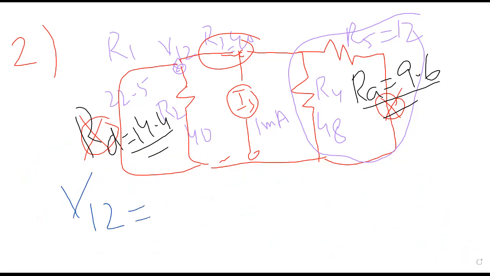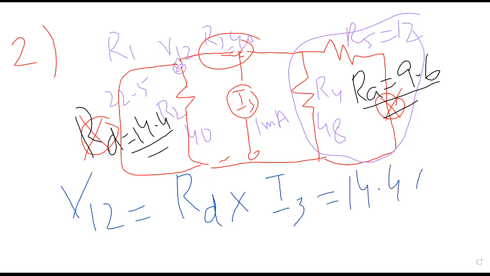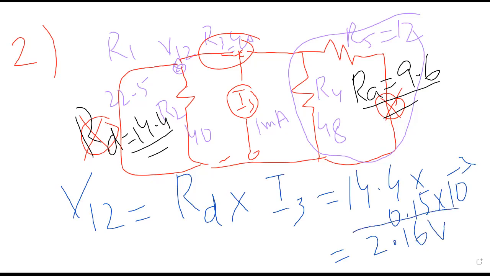Now the value of V12 for this must be RD multiplied by I3. RD will be 14.4, multiplied by I3, which is 0.15 into 10 raised to the power minus 3. So this must be 2.164. So V12 equals 2.164. Is this clear?